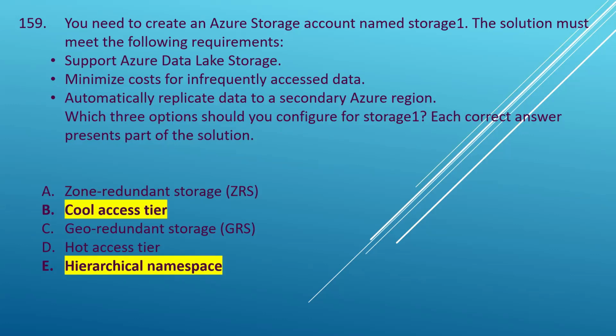And the third and final requirement is to automatically replicate data to a secondary Azure region, which is supported by GRS, which is geo-redundant storage, as it replicates data to a secondary Azure region, providing data redundancy and disaster recovery capabilities. So the correct answers are, folks, options B, C, and E to accomplish the given requirement.